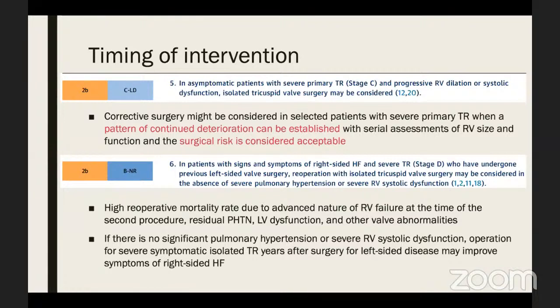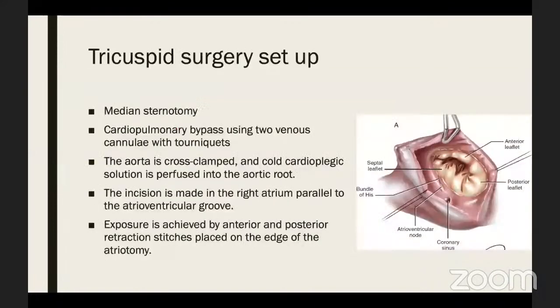So the high reoperative mortality rate is due to the advanced nature of RV failure at the time of the second procedure, the residual pulmonary hypertension, LV dysfunction, and also presence of other valve abnormalities. However, if there is no significant pulmonary hypertension or severe RV systolic dysfunction, operation for severe symptomatic isolated TR years after the first surgery for the left-sided lesion may improve symptoms of right-sided heart failure.